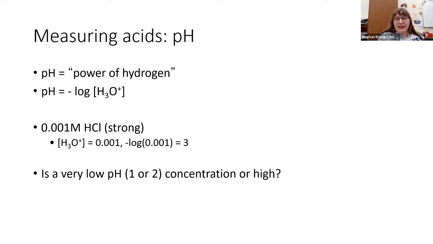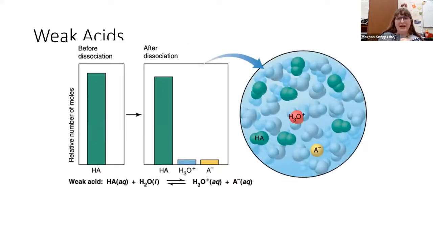Notice that this 3 is a fairly low number. The lower the pH, the more concentrated the acid is. So very acidic would be 0 or 1, slightly acidic would be 5 or 6, and 7 is neutral. Okay, what about weak acids?